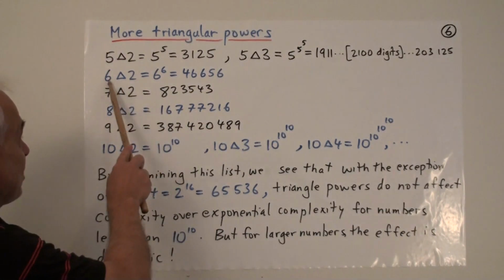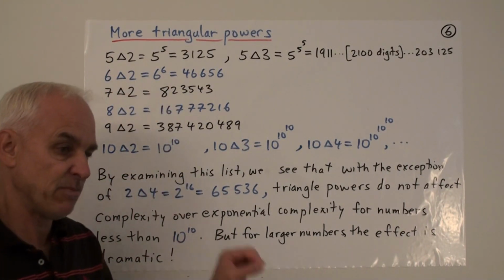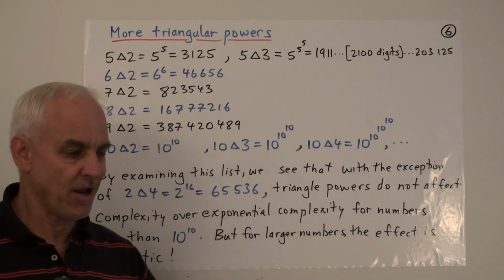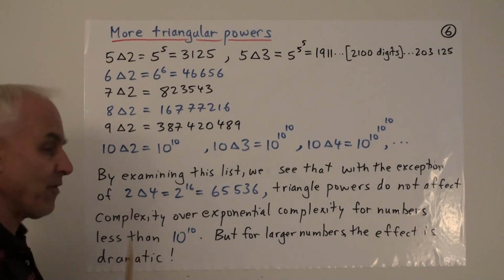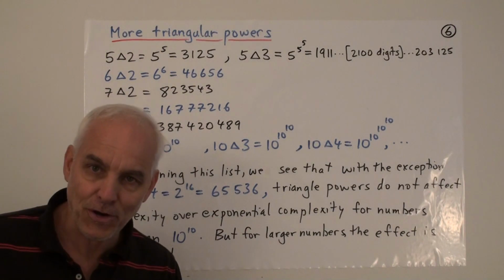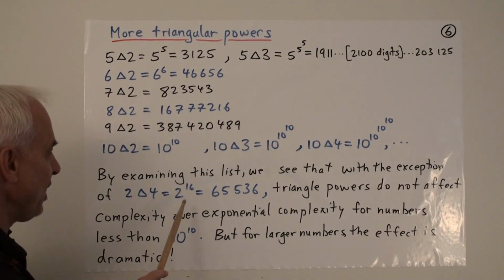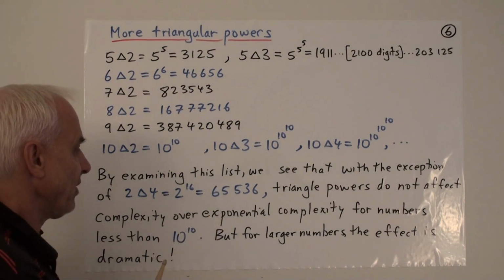Because something like 6 triangle 2 can also be written as 6 to the 6, or just 6 exponent 6. So in each case there's a complexity of 3. So you're not gaining anything. Here you are gaining something. 2 triangle 4, that's complexity of 3 in our triangular complexity system, while it would be complexity of 4 in an exponential system.